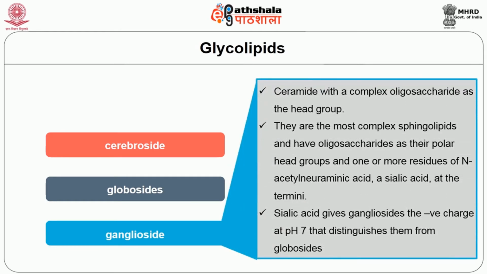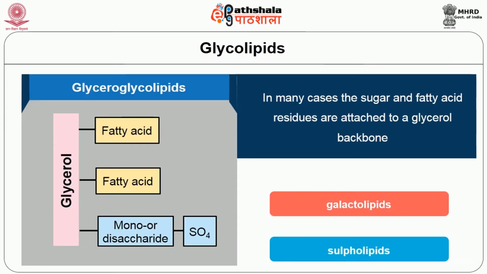The third component of sphingoglycolipids are the gangliosides, which are ceramides with a complex oligosaccharide as the head group. They are the most complex sphingolipids and have oligosaccharides as their polar head groups and 1 or more residues of N-acetylneuraminic acid, a sialic acid, which is simply called a sialic group, at the termini. The sialic acid gives the gangliosides the negative charge at pH 7, thereby distinguishing them from the cerebrocytes and the globocytes. Now let me take you to the glyceroglycolipids.